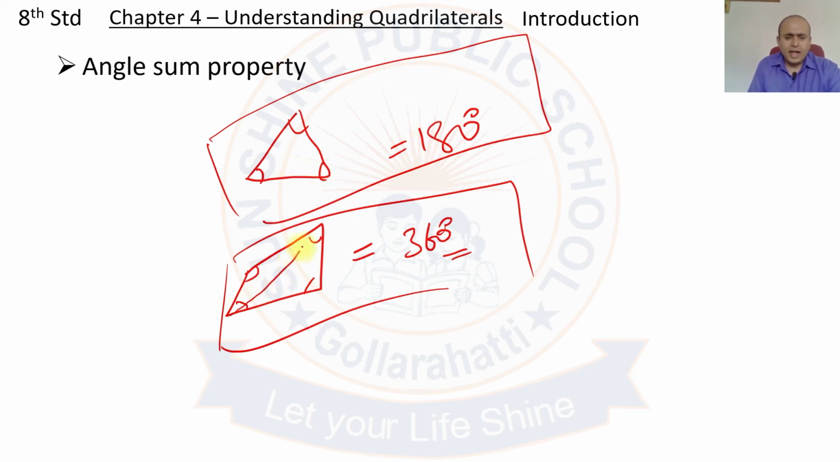If I draw a diagonal between two non-consecutive points, it turns into two triangles. So triangle 1 and triangle 2. So you can see two triangles, and one triangle is 180 degrees and another triangle is also 180 degrees. Therefore, when you add these two triangles, I get 360 degrees.